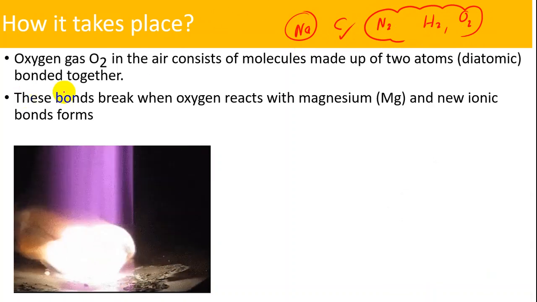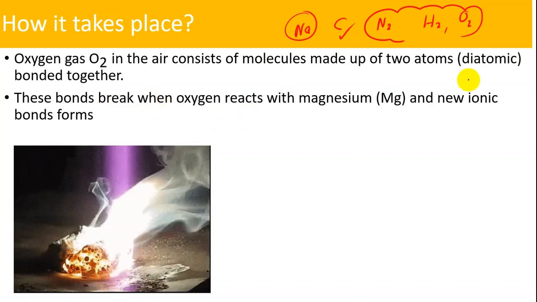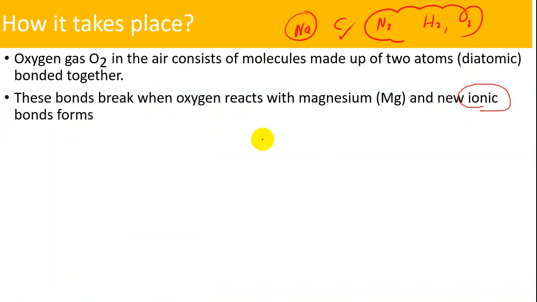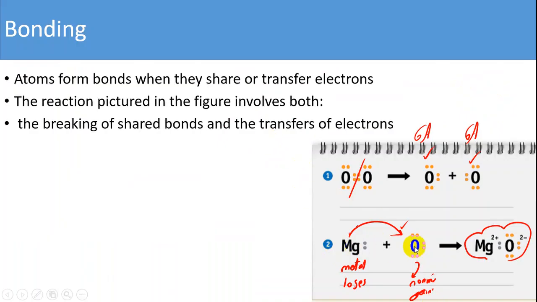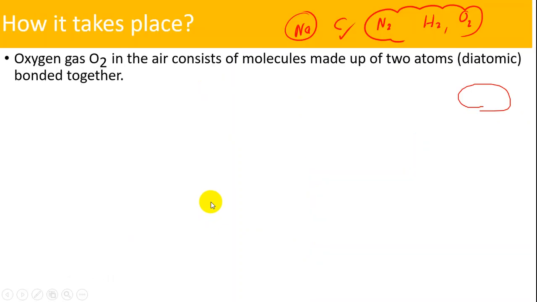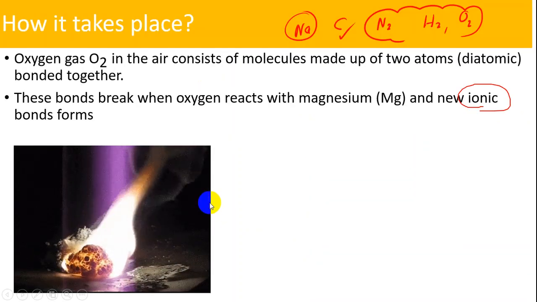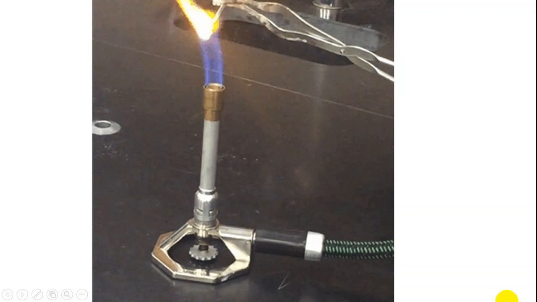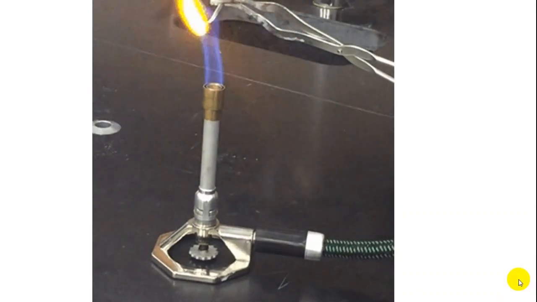So this bond breaks when oxygen reacts with magnesium and a new ionic bond forms. Why ionic bond? Because we have oxygen that gains electrons, so it becomes a negatively charged ion, and the magnesium loses electrons, so it turns into a cation, or positively charged ion. So the ionic compound is called magnesium oxide. Magnesium oxide is a white powder. So this is the reaction between magnesium and oxygen to make magnesium oxide, which is a white powder.